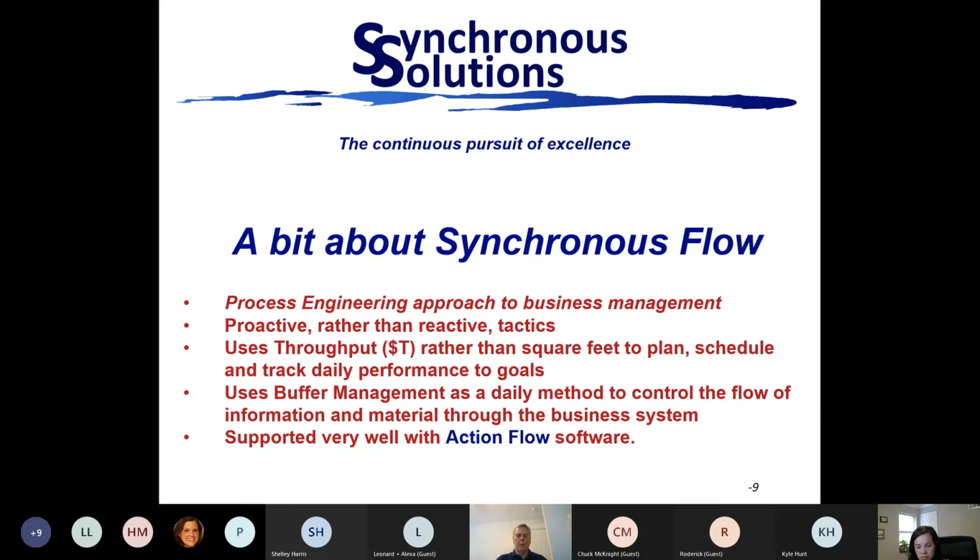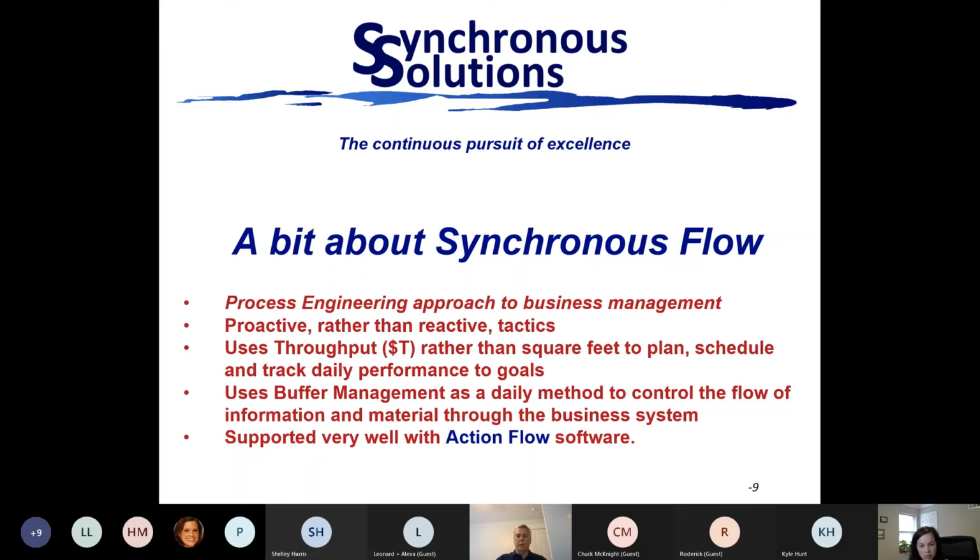We use a metric called throughput. I'm going to explain that a little bit more in a moment. Throughput is a dollar metric rather than a dimensional metric like square feet. And we use it to plan, to schedule, and to track daily performance to goals. We are big into setting goals. We set goals at the beginning of a month, and we plan to achieve those goals. We develop a daily schedule that is designed to meet those goals, and then we track it every day to tell us the status to those goals on every single day.